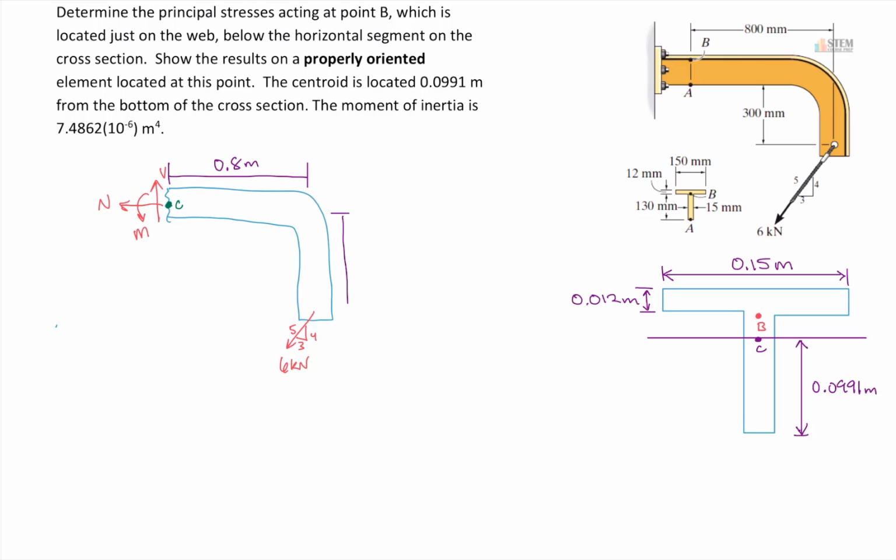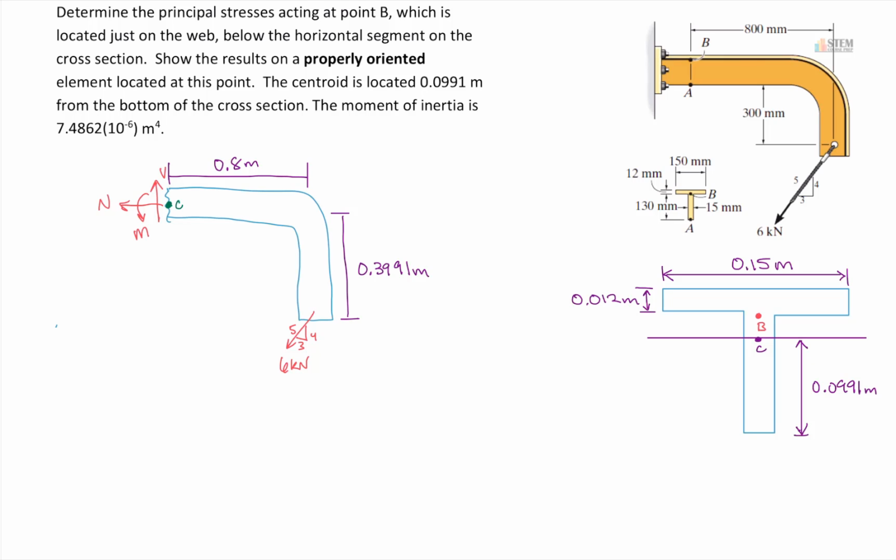All right, so we're going up to here. And then when you add the 300 plus that centroid distance, we're going to get 0.3991 meters. Now we can go through and do our internal loadings.